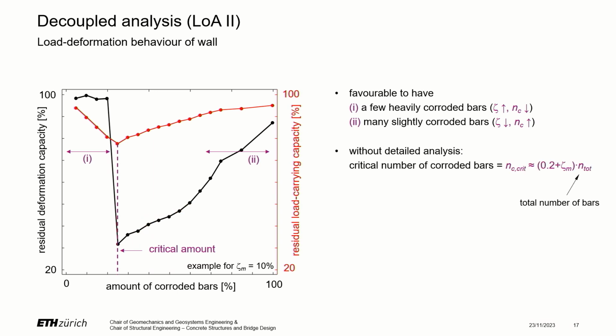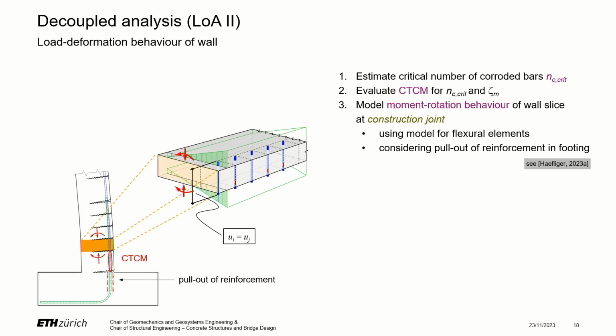However, in practice, I think we hardly ever know anything about the number of bars which are corroding, and therefore we came up with an empirical relationship which depends only on the mean cross-section loss, which you can use as a first guess or a worst case to estimate this critical amount of reinforcing bars. So the load deformation behavior of the wall can be estimated by first estimating this critical number of reinforcing bars, then evaluating the tension cord model or the critical corroded tension cord model for these parameters, and then looking at the moment rotation behavior of a slice just above the construction joint.